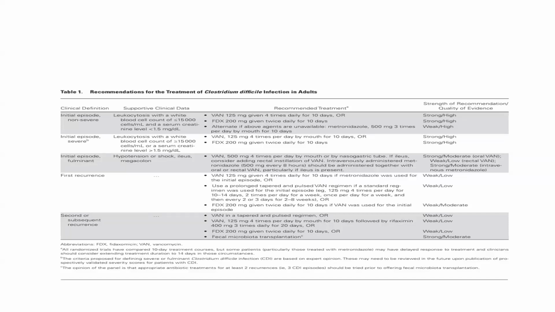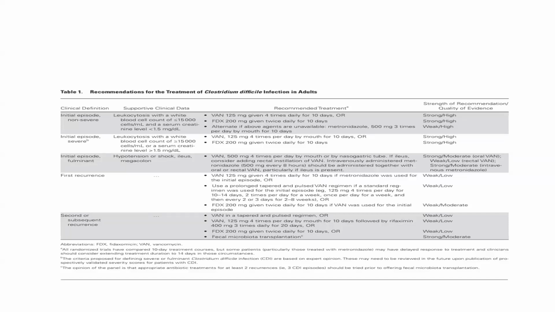Intravenously administered metronidazole, that is 500 mg every 8 hours, should be administered together with oral or rectal vancomycin, particularly if ileus is there. If there is a first recurrence, then we can use vancomycin 125 mg 4 times daily for 10 days if metronidazole was used for the initial episode. Or we can go for the pulse or tapered vancomycin regimen if a standard regimen was used for the initial episode.